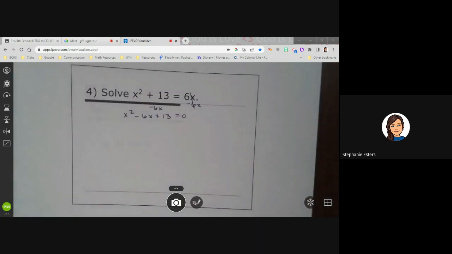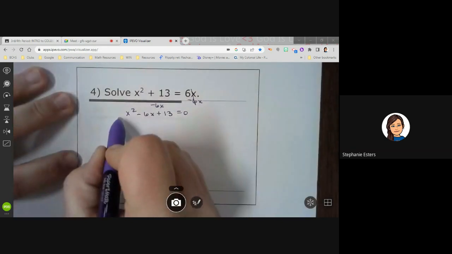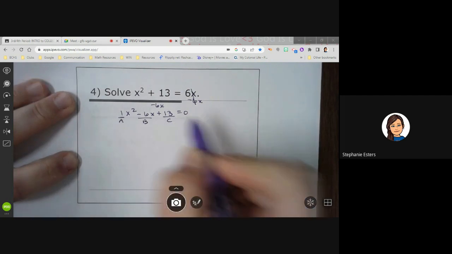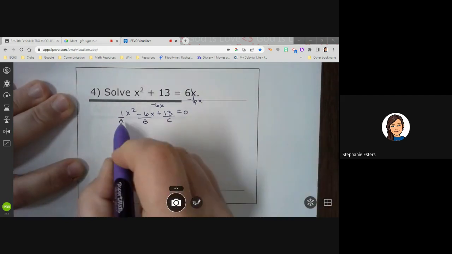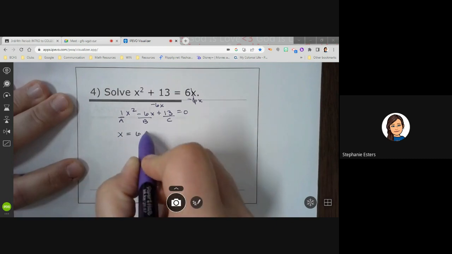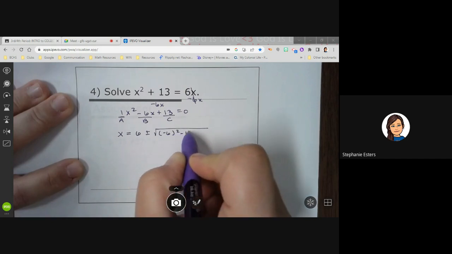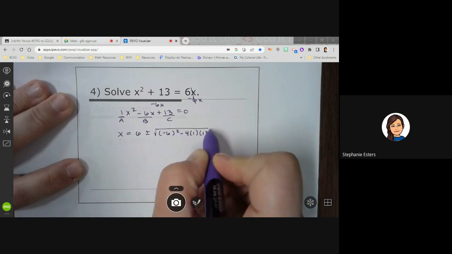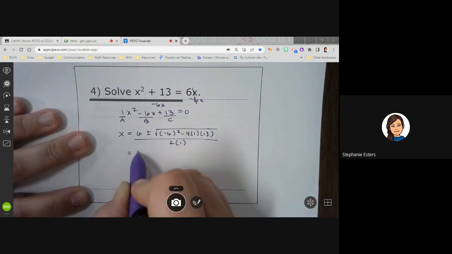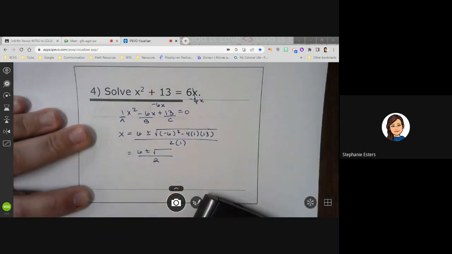Once it's in standard form, I can identify my A, B, and C. And I'm sorry, guys, my lights keep going out because nobody's moving. So A is 1, B is -6, and C is 13. I can substitute that into the quadratic formula. X equals -b plus or minus the square root of b squared minus 4ac all over 2a. Everything comes down except for what's under my radical.